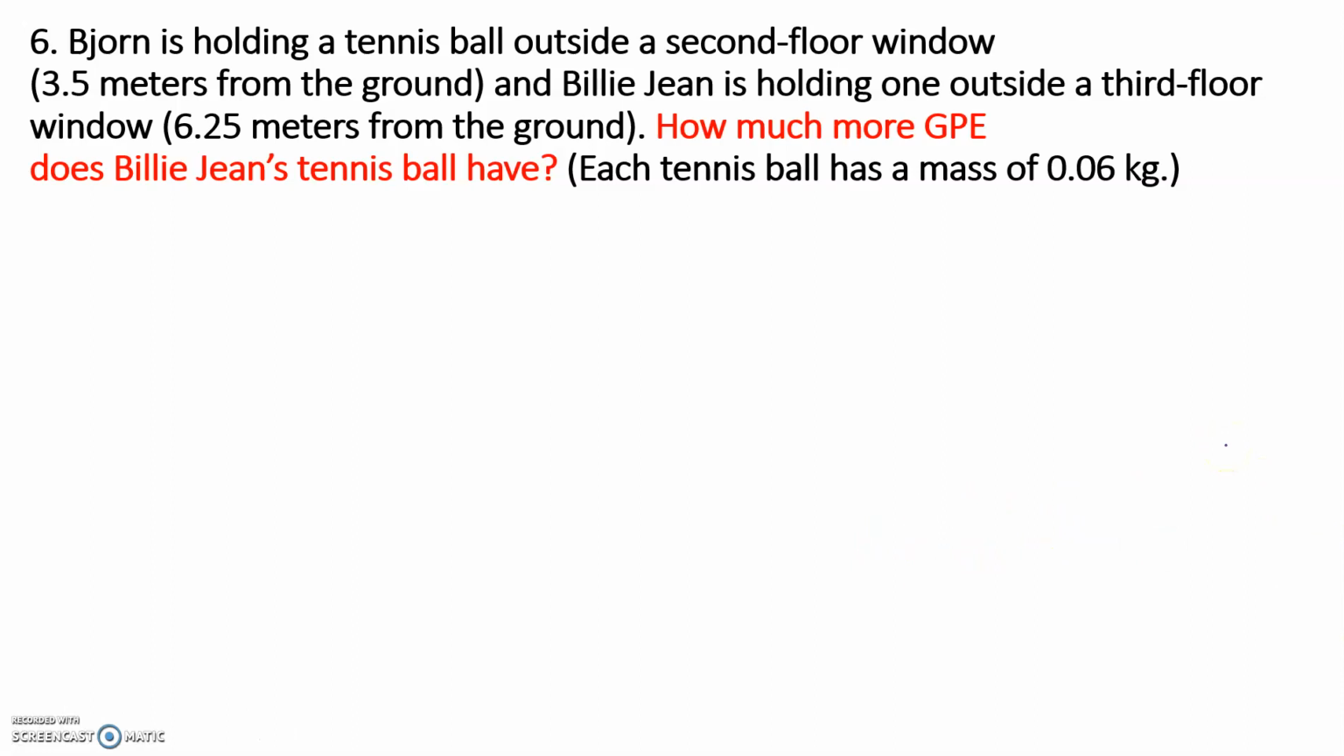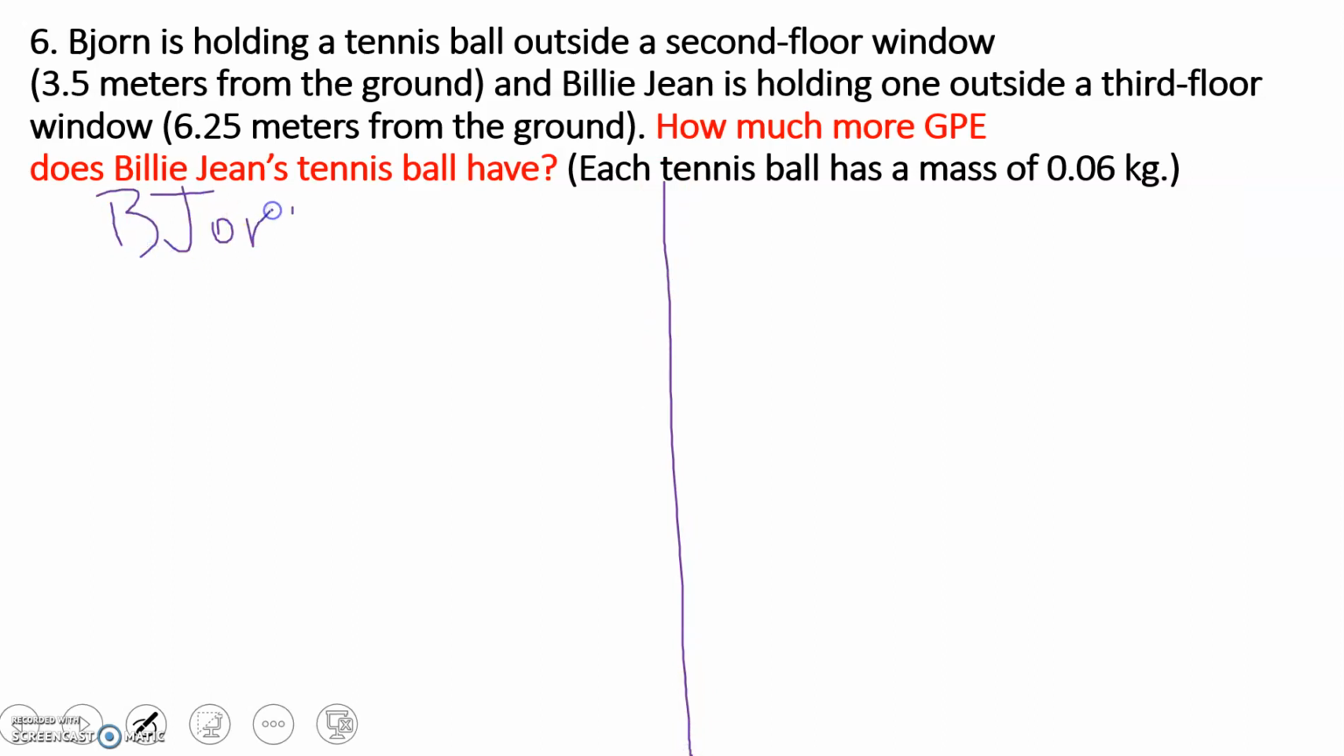Someone is holding a tennis ball outside of a second floor window. So, Bjorn is holding a tennis ball. We know that his second floor window is 3.5 meters from the ground. So the height is 3.5 meters. And he's holding a ball, so we've got to figure out the mass of that ball.